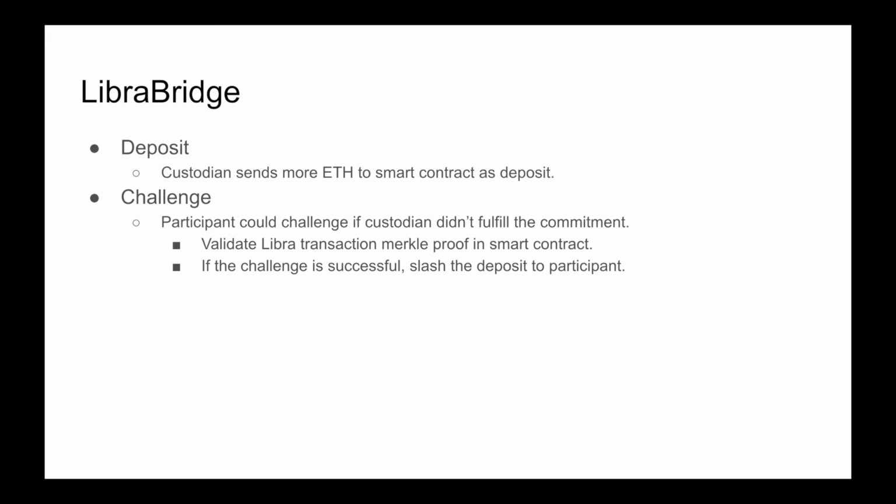Once the custodian misbehaves without transferring Ether, the participant can use the challenge function to prove the Libra transaction existence. Here, you will need to validate the Libra transaction Merkle proof inside the smart contract. Last, if the challenge is successful, the contract will slash the deposit and give it to the participant.